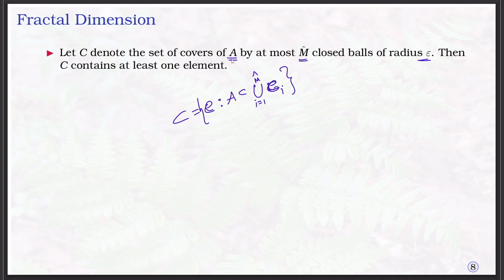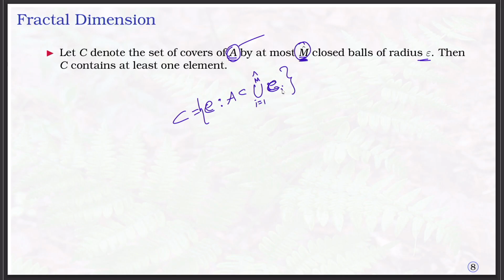Otherwise, if A is a compact set, we can find an infinite open cover. For that infinite open cover, we can always find a finite open cover. Take the closure of the finite open cover, and one gets closed covers. So, the m bar exists. Now, C denotes the set of all covers of A by at most m.